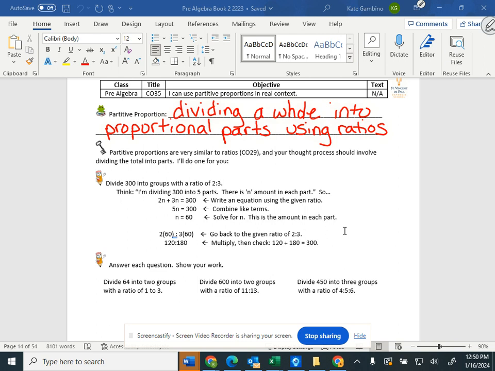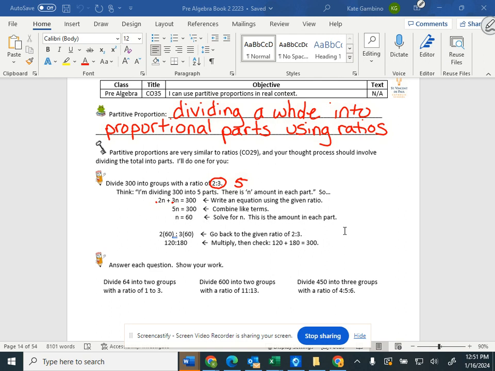Remember when we were working with those ratios and we had those totals, we had to add up our ratio to see what we're multiplying by to get to that total. So if our ratio was 2 to 3, 2 plus 3 gives us 5 parts. So I'm dividing those 300 into 5 parts, so there's n amount in each part. Now we can put that into our algebra terms, and we can say 2n plus 3n equals 300.